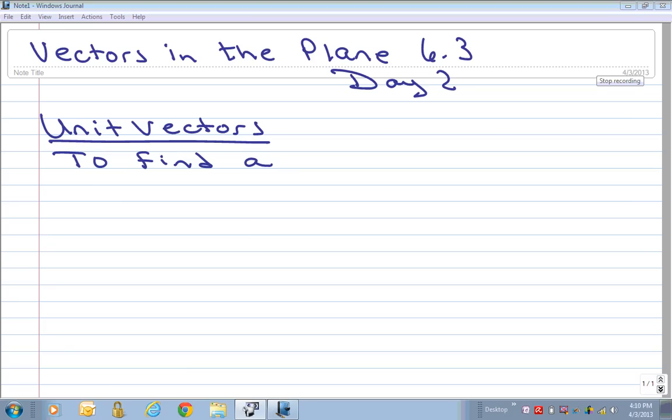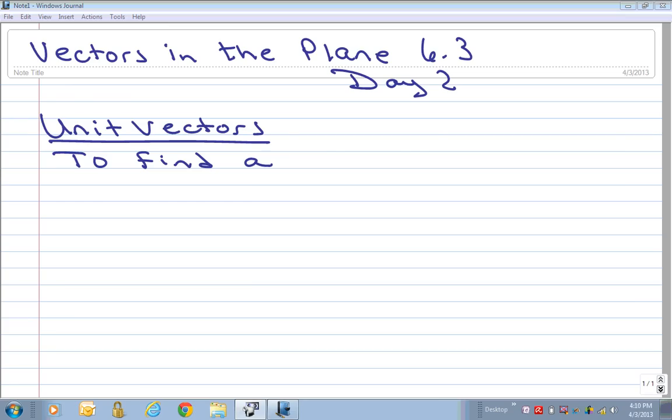Vectors in the plane 6.3, day 2. Today we're going to start and talk about unit vectors. There are many times when we'll find that it is useful to find a unit vector that has the same direction as a given non-zero vector. So in other words, a vector that doesn't start at the origin and is not a zero vector, but is a unit vector and has the same direction.